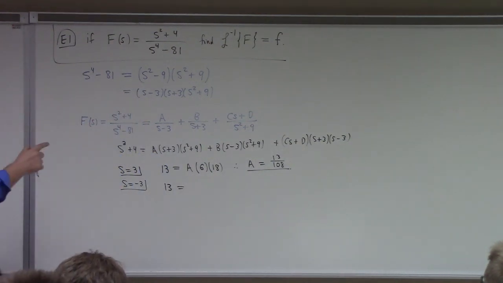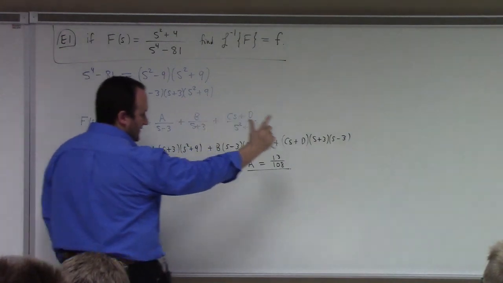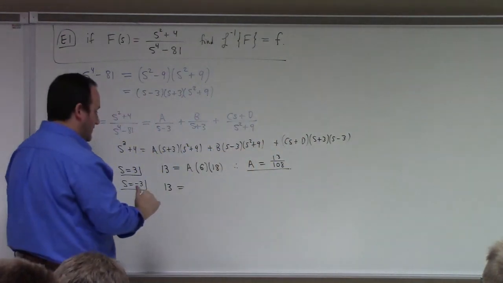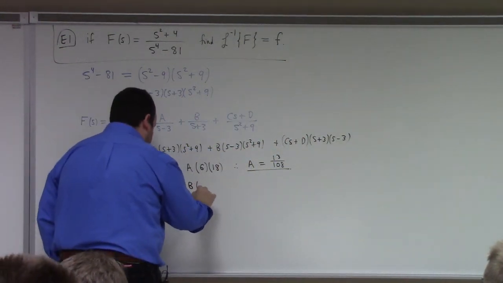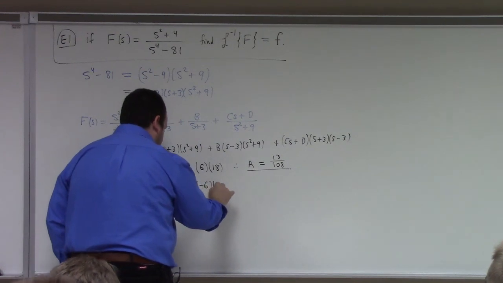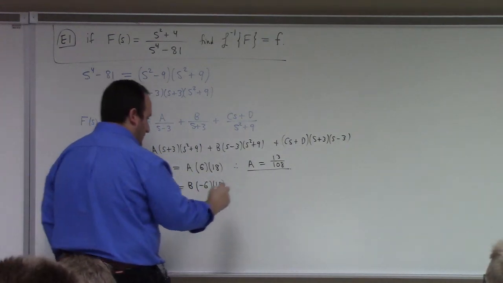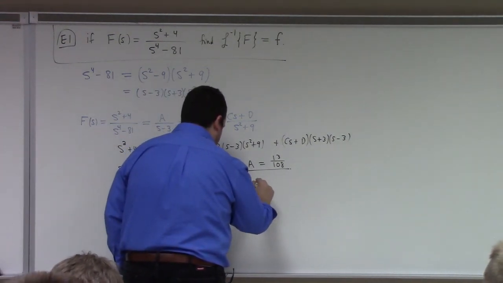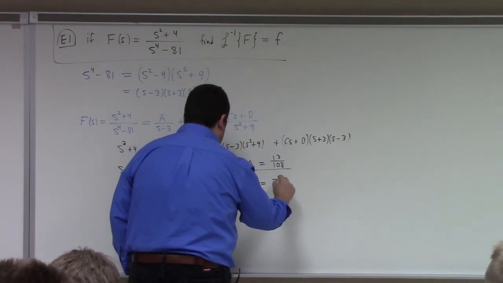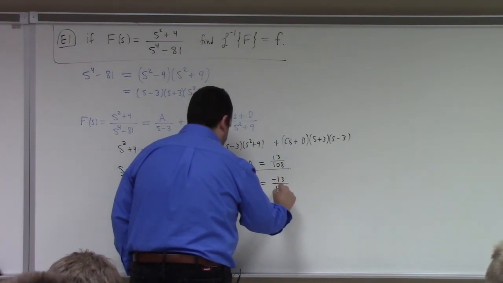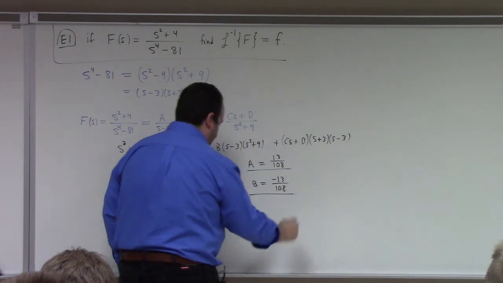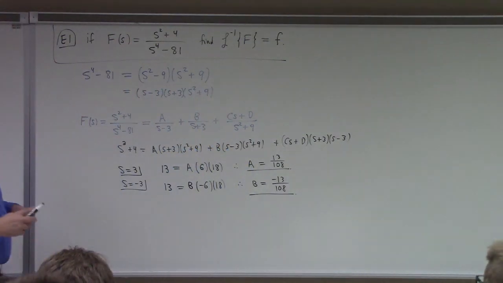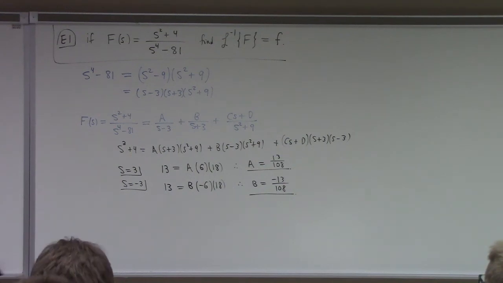The first thing is 0. The last thing is 0. The middle term is interesting. That's b times minus 6 times 18. So apparently, b is minus 13 over 108. All right? Now what should I do?